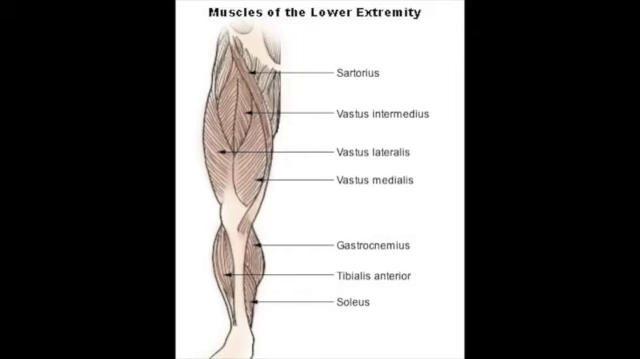So this is all the quadricep muscles, what I call the true quadricep muscles, because we do have two other muscles that are found on the anterior compartment of the thigh. I sometimes refer to them as the wannabes, so we'll talk about them momentarily as well.